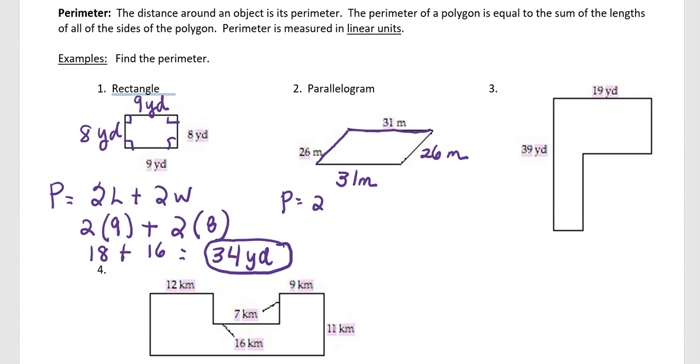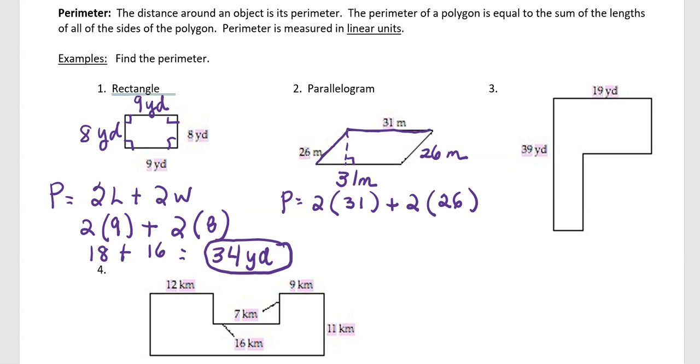I just wouldn't call them L and W necessarily because usually we use base and height, but for a parallelogram, the height would be the line that I just drew in. That 26 meters is not the height. It's called the lateral side. So I'm going to avoid writing 2L plus 2W since this isn't a rectangle, but I'm still going to basically do the same thing where I multiply 2 times 31 plus 2 times 26.